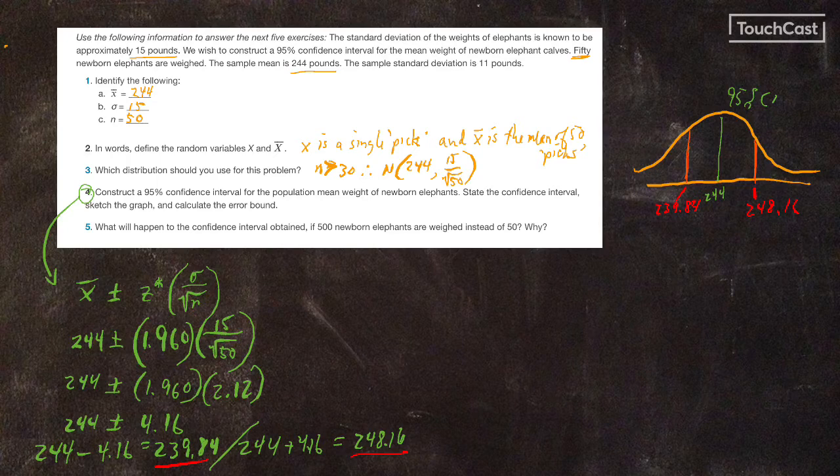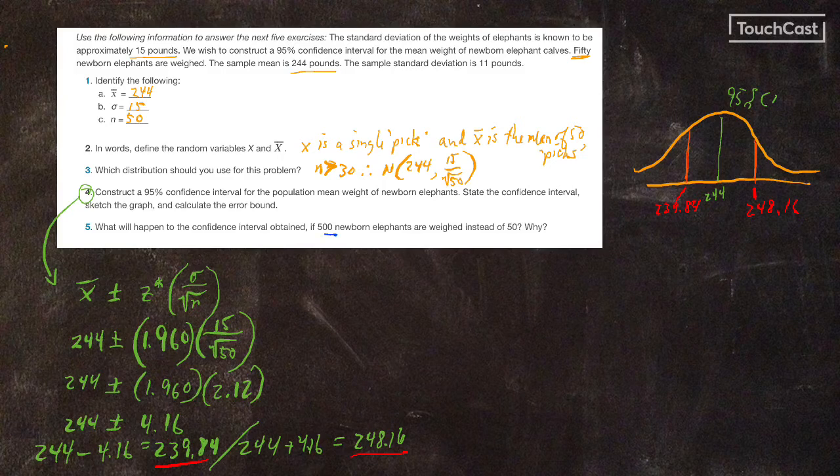took another 50 newborn elephants out of this pack here and weighed them, the sample mean would fall between 239.84 and 248.16 95% of the time. The other 5% could be 220 or 260. They fall outside of the range, but 95% of the time I can say with confidence that it will fall between those two numbers.